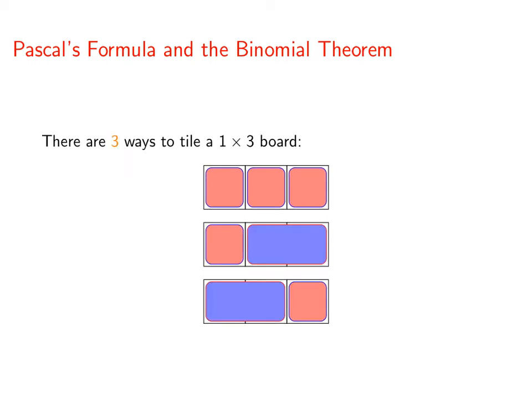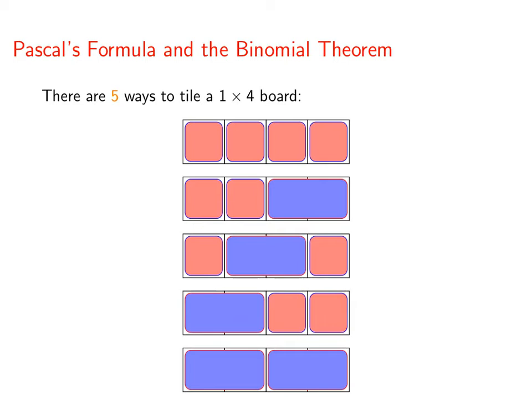There are three ways to tile a 1 by 3 board. You can either put down three monominos or one domino and one monomino in two different ways. All right, so one way to tile a 1 by 1 board, two ways to tile a 1 by 2 board, three ways to tile a 1 by 3 board. So obviously, we know how many ways there are to tile a 1 by 4 board. Right, there are 5 ways.